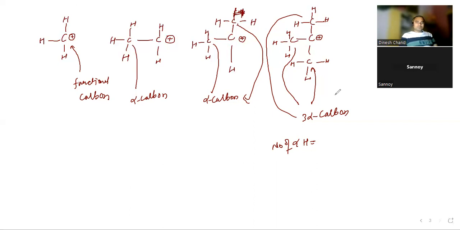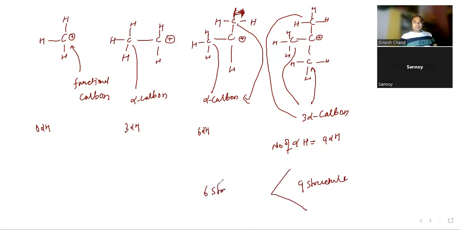So in this first one there is 0, second one 3, third one is 5, fourth one is 9. 9 alpha hydrogens that are hyperconjugating give the 9 structure. It means positive charge will be distributed on the 9 structure.